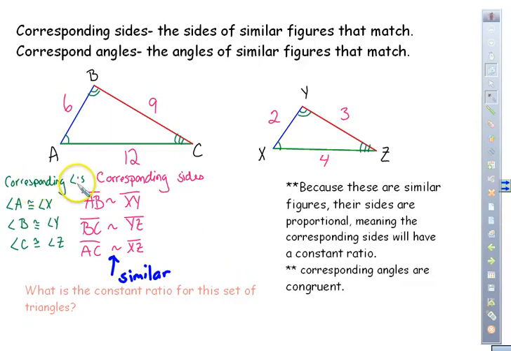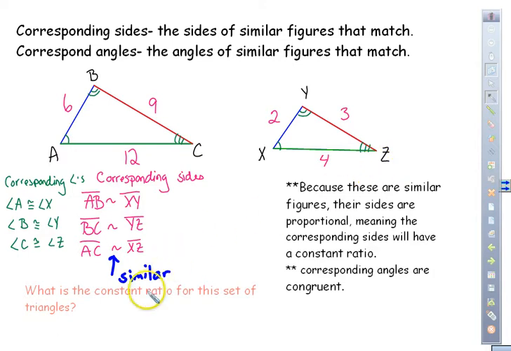So corresponding angles would be angle A and angle X. The corresponding angle for B would be Y, and the corresponding angle for C would be Z. Now when we're looking at corresponding sides, segment AB corresponds with segment XY, and you can see the blue sides are what correspond. Segment BC, which is the red, corresponds with segment YZ. And the green segments correspond, and that is AC and XZ.